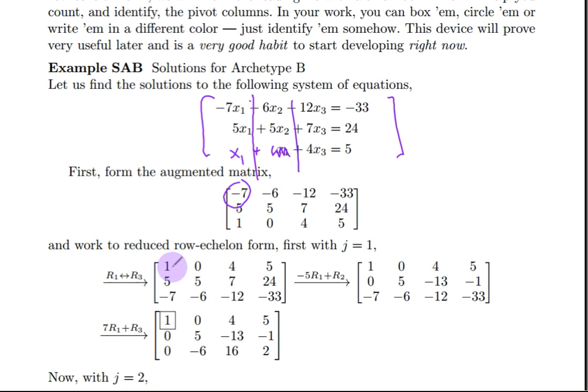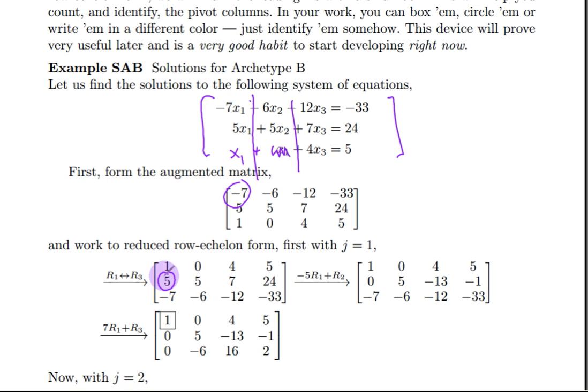All right, so we're well on our way to getting our first row. Let's look at the second row. This is not a 0. That's a problem. We want to make that a 0. The way to make it a 0 is take some multiple of the first row and add it to the second row. Now notice in this case I'm working with the first row and not with the third row.